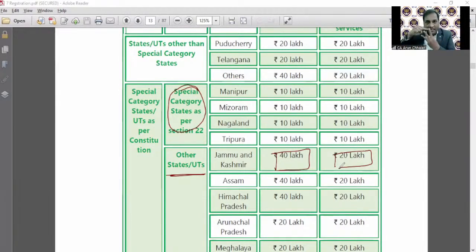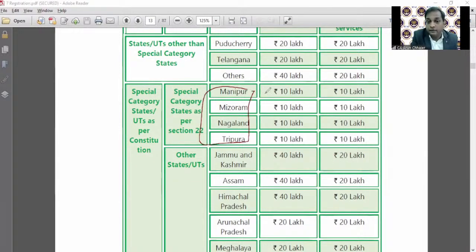Repeating again, if I am in a normal state, if I am providing the supply of goods only within that state, limit would be 40. If I am providing only services or a combination of goods and services, limit would be 20 lakhs. Now, special category state as per section 22(4). Remember the names: Manipur, Mizoram, Nagaland, Tripura. The limit would be 10 lakh whether you provide the goods and services or only services.